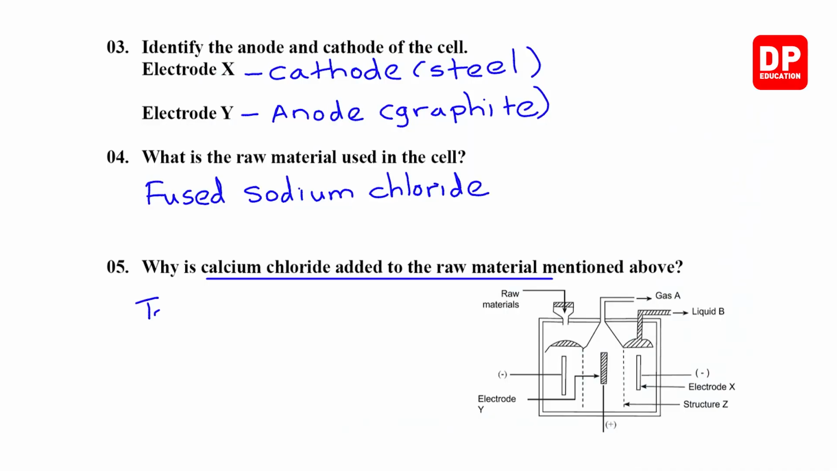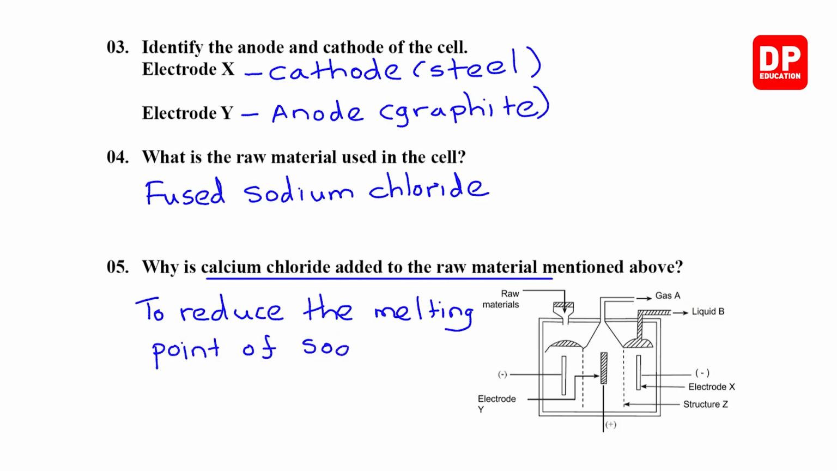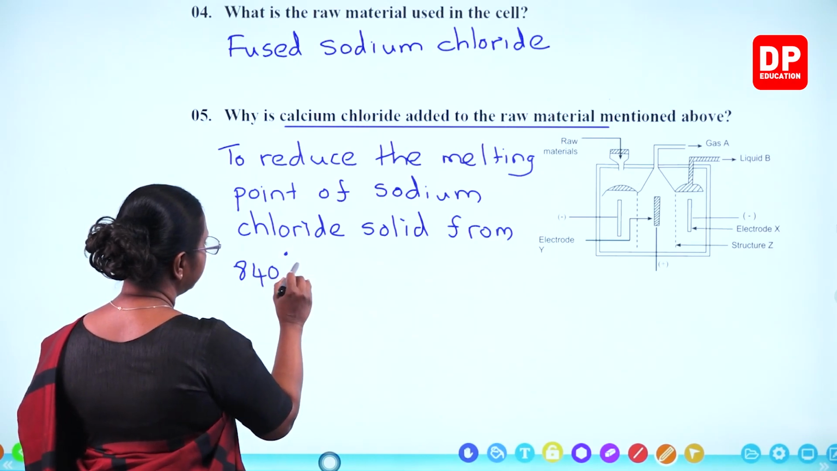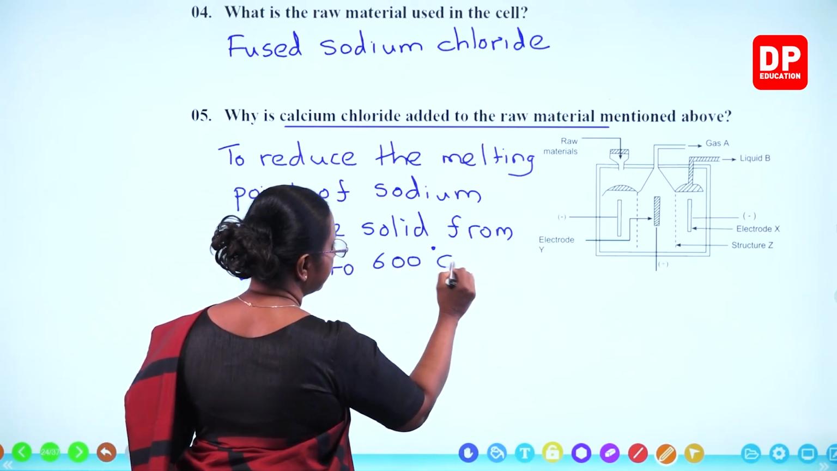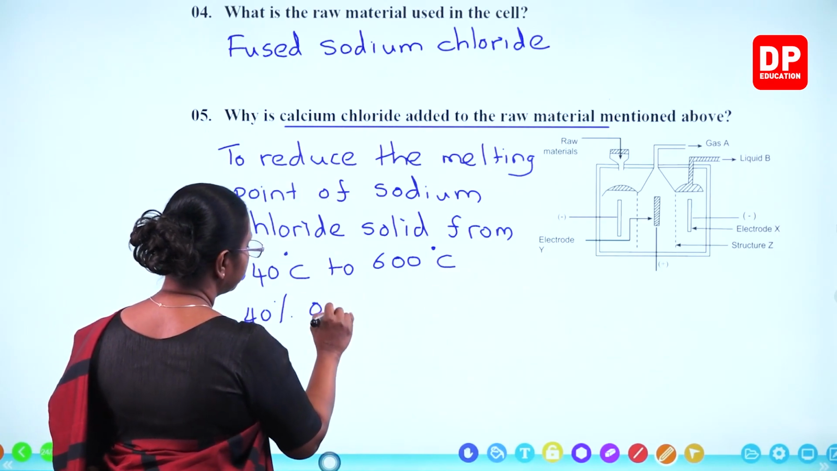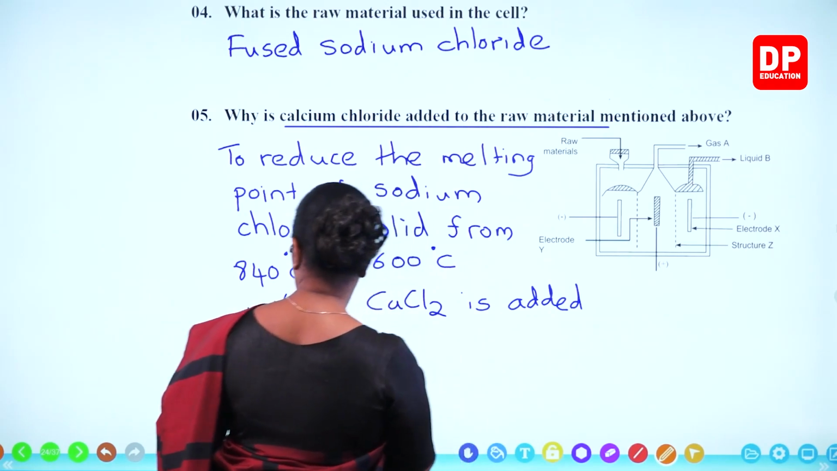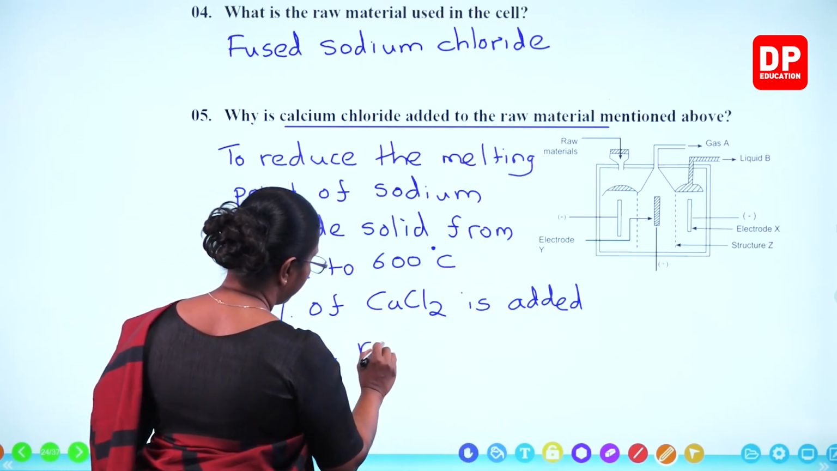So the reason is to reduce the melting point of solid sodium chloride from 840 degrees Celsius to 600 degrees Celsius. 40% of calcium chloride is added to the raw material.